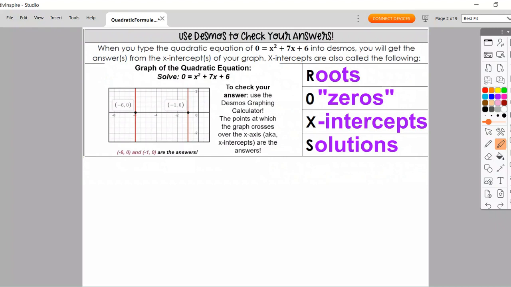When we're solving for x, we can always check our work in Desmos by looking for the x-intercepts of our graph. Sometimes on the SOL and in our problems today, x-intercepts will also be known as the acronym ROX. ROX is going to be roots, as well as zeros, as well as x-intercepts, as well as solutions. When you're checking your answer in Desmos, you'll use the graphing calculator as pictured to the left, and you always look for the x-intercepts, which are the points that cross through the x-axis, to be your answers.